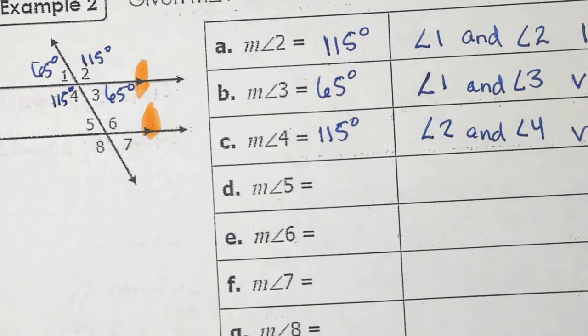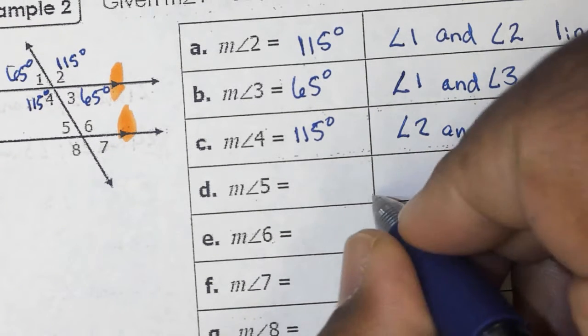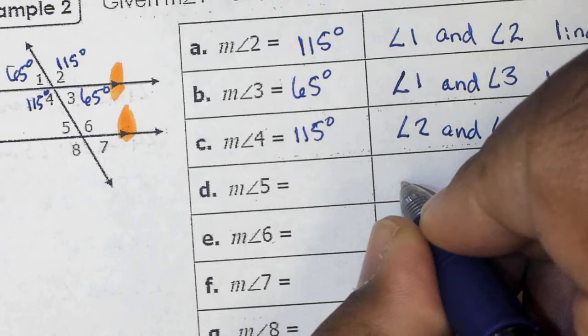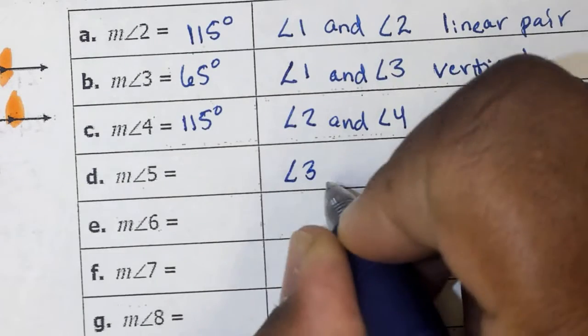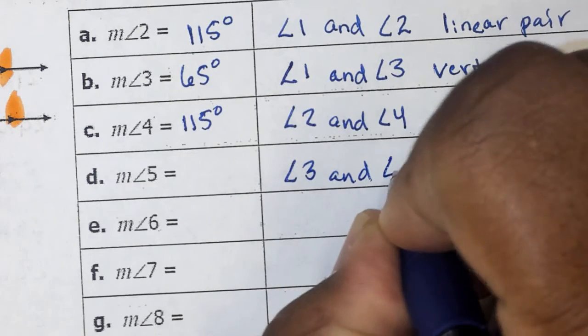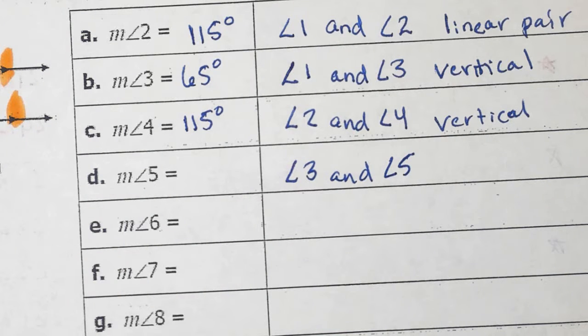Alright, so that takes care of our top 4 angles. We're moving down to the bottom 4. Let me do this comparison. We're doing angle 5 next. So for angle 5, let's compare that to angle 3. Angle 3 and angle 5. Irvin, what's the relationship between angle 3 and angle 5?